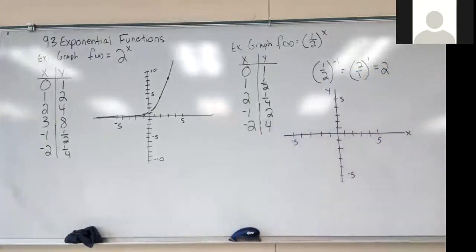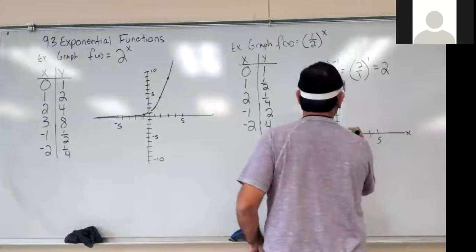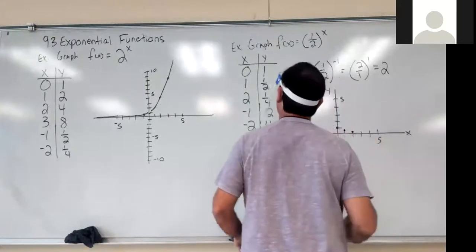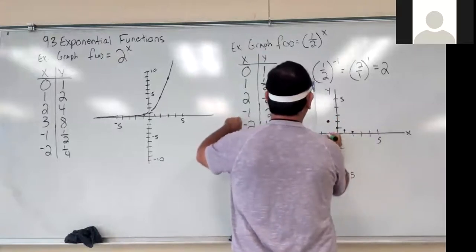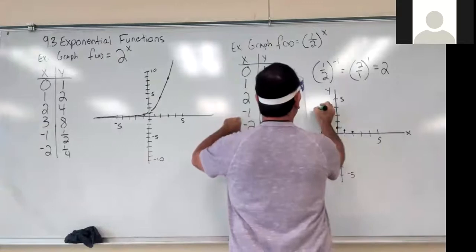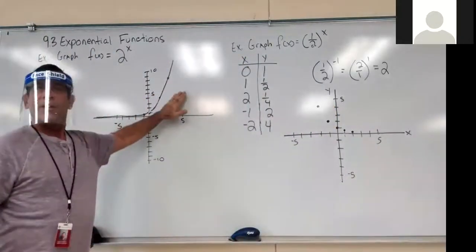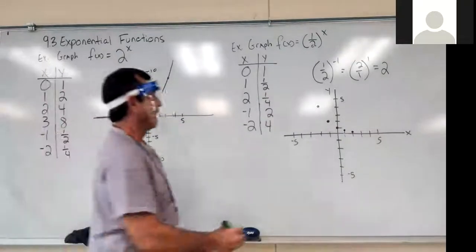Like I said, these will all have pictures for you. All right, so we crossed at 0, 1 again. At 1, I was at a 1/2. At 2, I was at about a 1/4. At -1, I was at 2. And at -2, I was at 4. So it's almost like you took the other graph and flipped it across the y-axis, sort of.